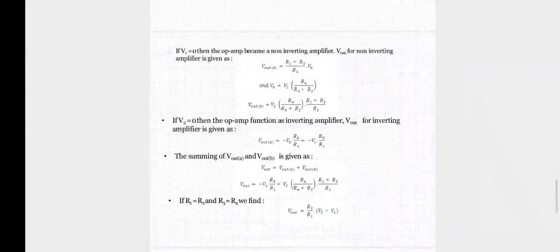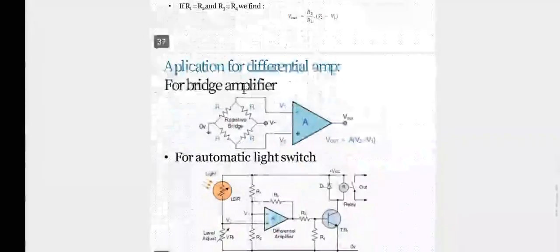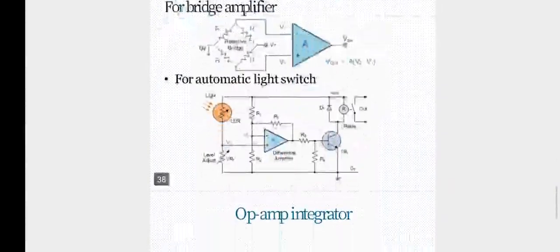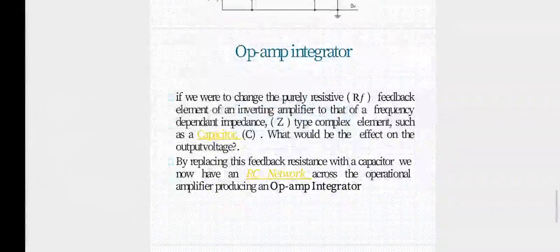This is the corresponding equation. What is V1 and what is V2? We add them. The final Vout is calculated using the relation of V1 and V2. So these are some applications of the differential amplifier.